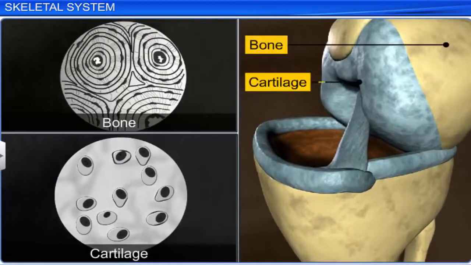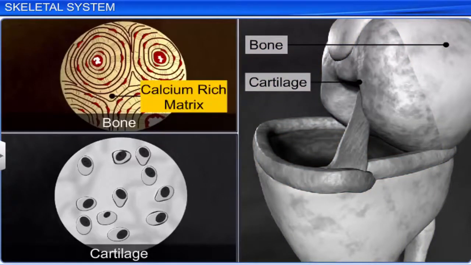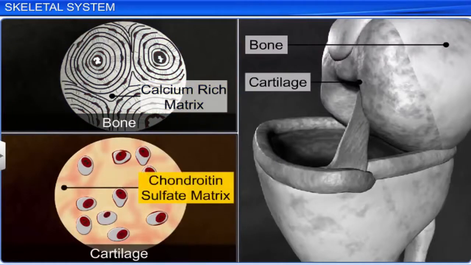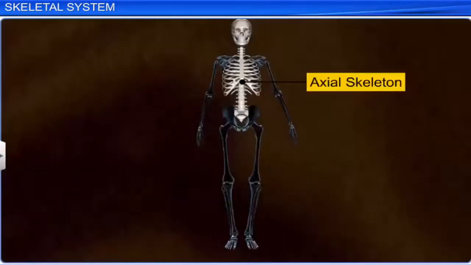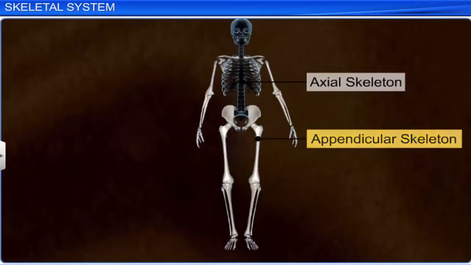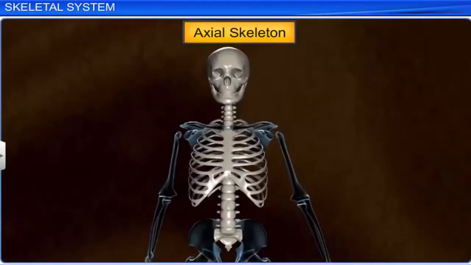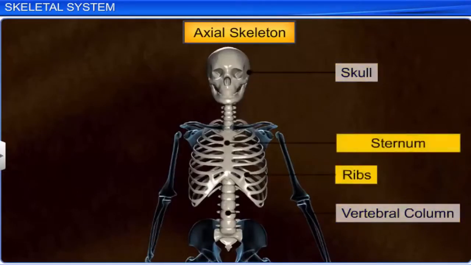Both bone and cartilage are specialized connective tissues. However, bone has a hard, non-pliable matrix due to the presence of rich calcium salts, while cartilage has a pliable matrix due to chondroitin salts. The skeletal system has two main divisions, the axial and the appendicular skeleton. The axial skeleton includes the basic central framework of our body, while the appendicular skeleton includes the bones of the limbs and their supporting girdles. The axial skeleton consists of 80 bones, which include the skull, vertebral column, ribs, and sternum.